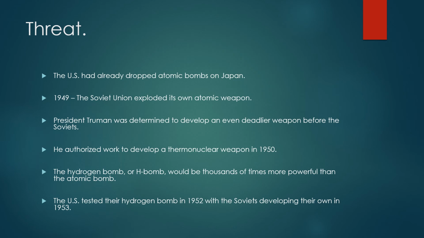Now, the U.S. had already dropped atomic bombs on Japan, we know that, but in 1949, the Soviet Union exploded its own atomic weapon. President Truman was determined to develop an even deadlier weapon before the Soviets. So he authorized work to develop a thermonuclear weapon in 1950. The hydrogen bomb, or H-bomb, would be thousands of times more powerful than the atomic bomb. And the US tested their hydrogen bomb in 1952, but shortly after that, the Soviets developed their own in 1953.